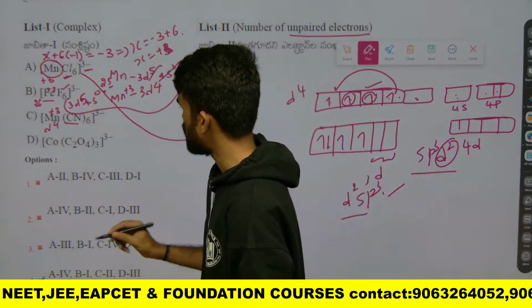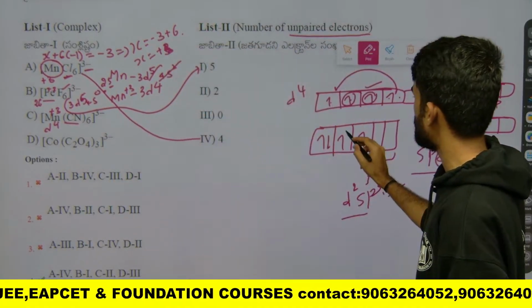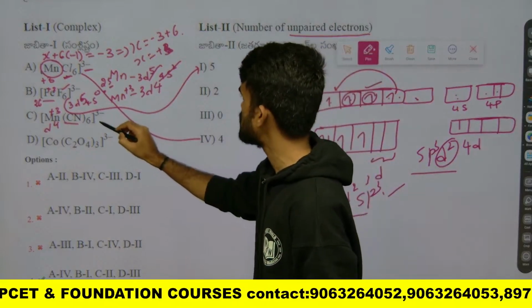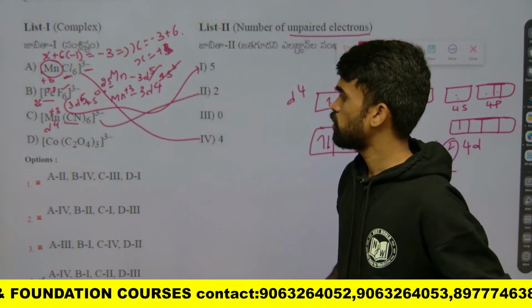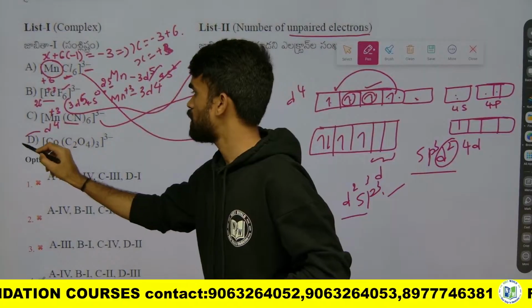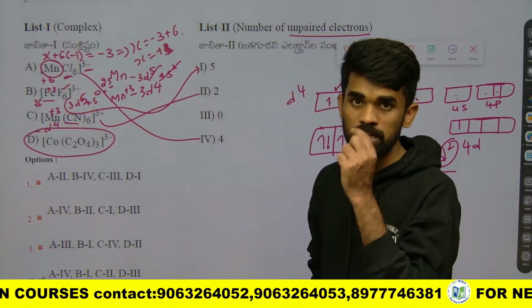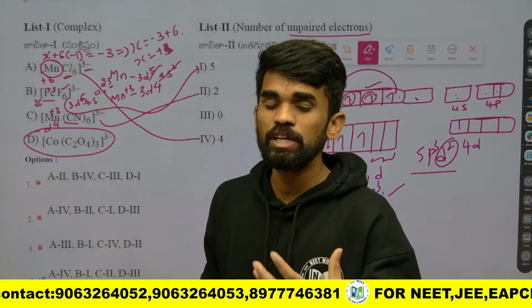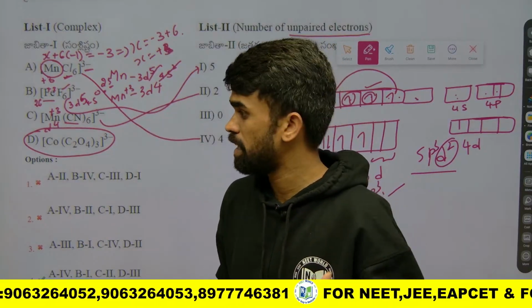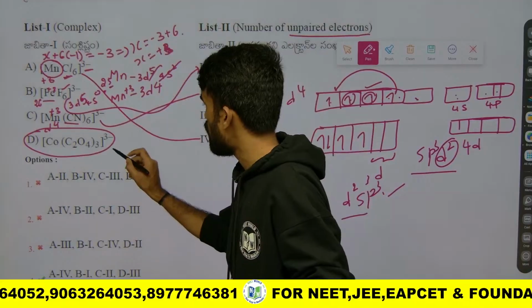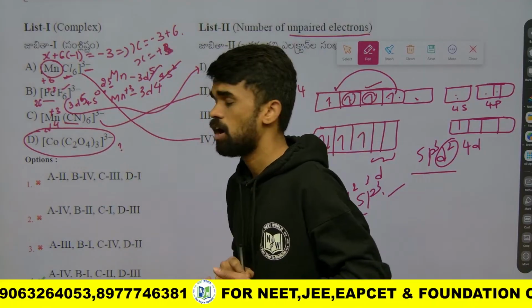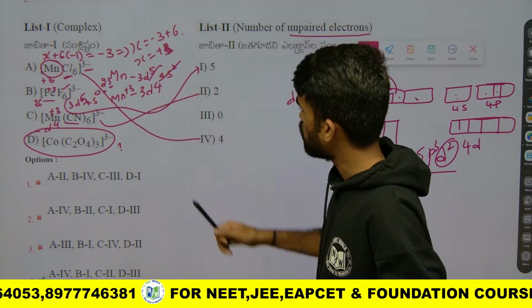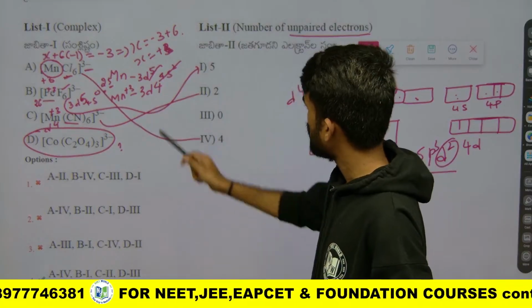Okay, so from that, how many unpaired electrons are there? 2. So it means you can go with C2. Like that you need to do it for this option D and tell me how many unpaired electrons there are and what the hybridization is, whether it is sp3d2 or d2sp3. In the comment box I want the answer for this particular option D. Now based on this, just choose the option A4.